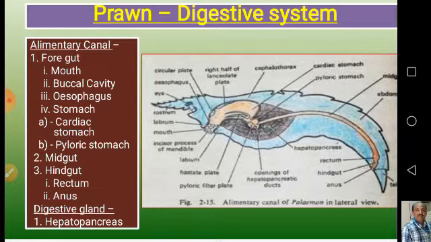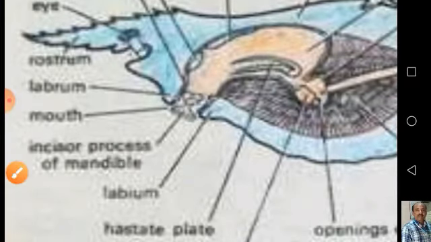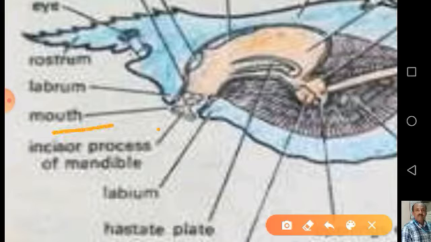It is bounded in front by the labrum, and on the sides by the incisor processes of the mandibles. Now you can see the mouth here, and the incisor processes of the mandible on either side of the mouth, the labrum on the front side and the labium behind. Then the mouth is a deeply situated cleft-like aperture, and it leads into the buccal cavity.